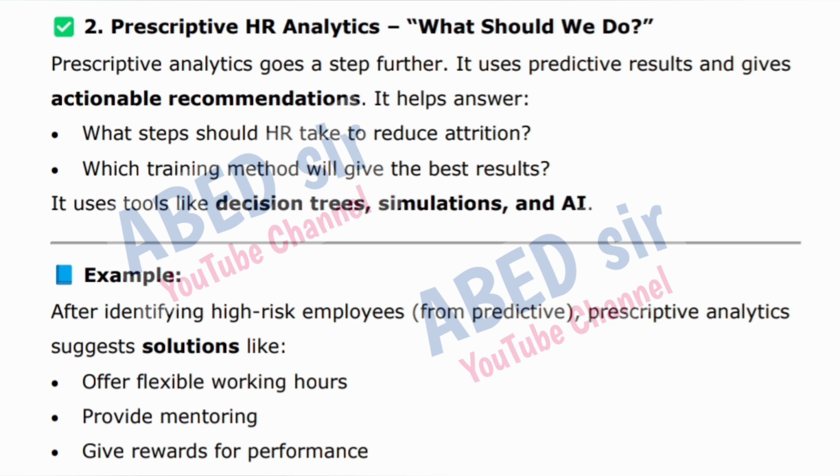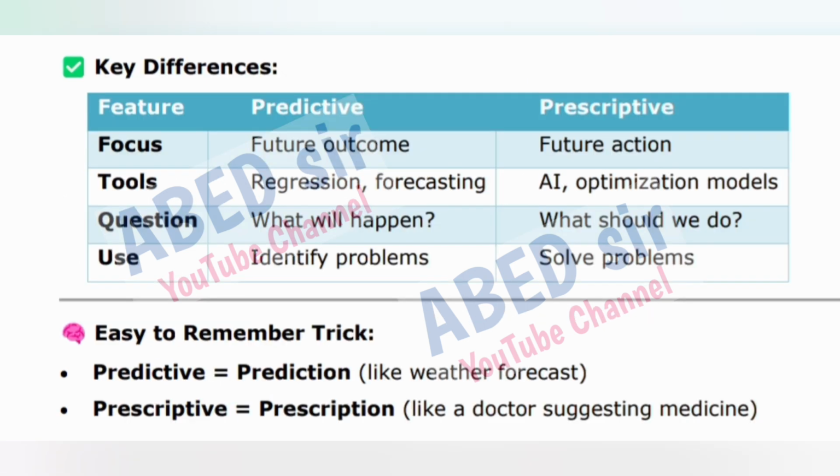Key differences: feature predictive prescriptive, focus future outcome future action. Tools regression, forecasting AI, optimization models. Question: what will happen? What should we do? Use identify problems, solve problems. Easy to remember trick. Predictive is equal to prediction, like weather forecast. Prescriptive is equal to prescription, like a doctor suggesting medicine.